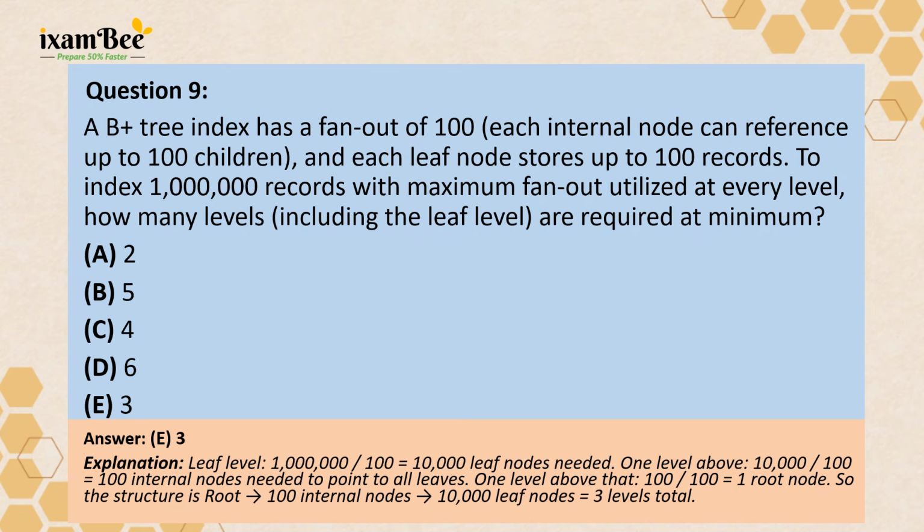One more level up, we need a single root node to point to those 100 internal nodes, since 100 divided by 100 is exactly 1. So the full structure is root pointing to 100 internal nodes pointing to 10,000 leaf nodes. That's 3 levels total, including the leaf level. Hence the answer here is option E, which is 3.